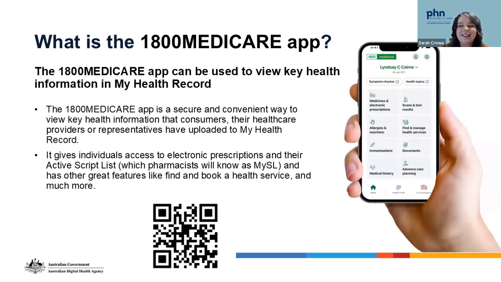How do patients access this information? I mentioned we were doing it on our phones. If you've got your phone on you right now, I do encourage you to pull it out, scan that QR code if you haven't already got the app, and download it for yourself. Go and have a look at what it looks like. It's a really great app. It used to be called the My Health app, and now it's called the 1-800 Medicare app. It's got lots of great features.